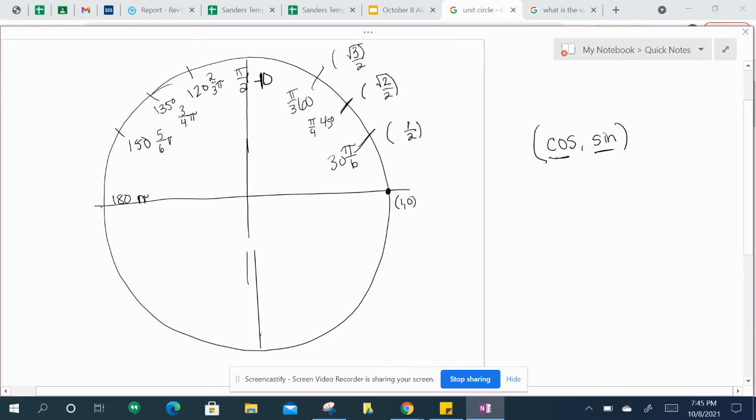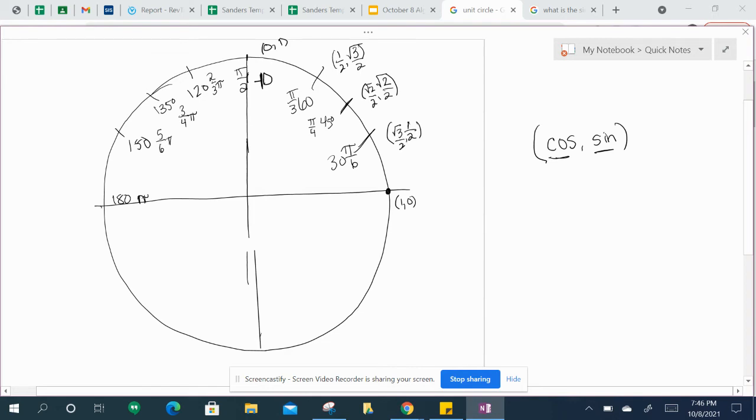And then the same thing works coming down the other side. So this point at the top of the unit circle would be the point (0, 1). And so since 0 is in the x position there, it comes down as 1/2, square root of 2 over 2, and then square root of 3 over 2.